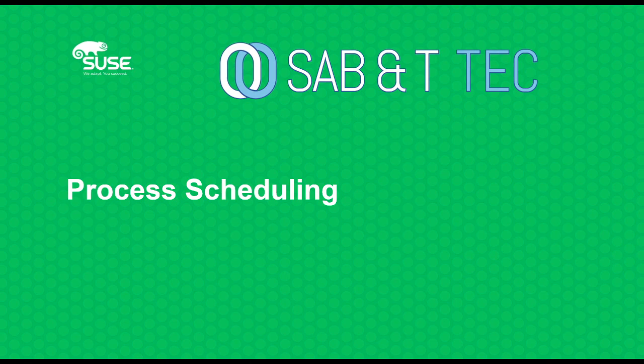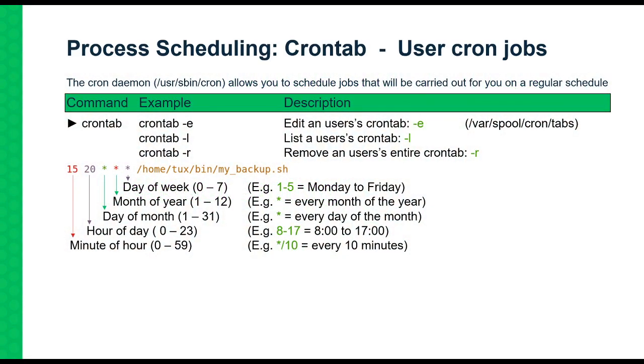Now we're going to look at process scheduling. Question is, why process scheduling? If we are able to schedule processes, we are able to run a process at a certain point in time on our server. For example, backups. So there's a use for this. We use crontab in SLES for our process scheduling. We first are going to look at the user cron jobs. So a cron daemon, and the daemon is located at /usr/sbin/cron, allows you to schedule jobs that will be carried out for you on a regular schedule.